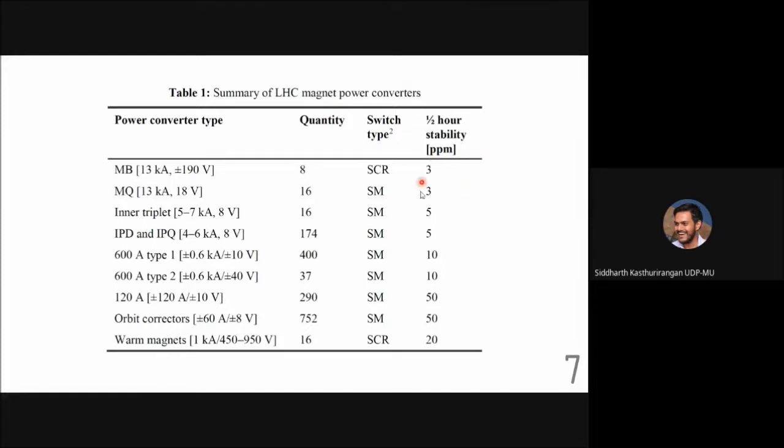And this will tell you how much care and diligence has to go into the technology for designing the power supplies. Because if the power supply has to be stable, these are half hour stability numbers, which means over half an hour, it should not drift by more than this much amount, basically. So you can see the amount of care which has to go into the design, and also not only design, the construction of these power supplies.